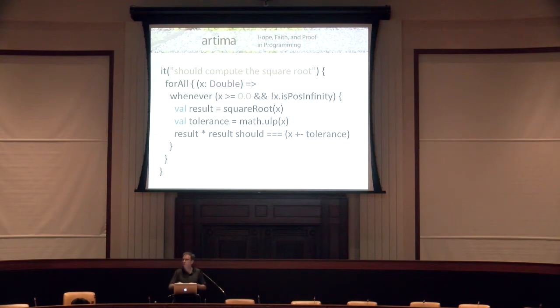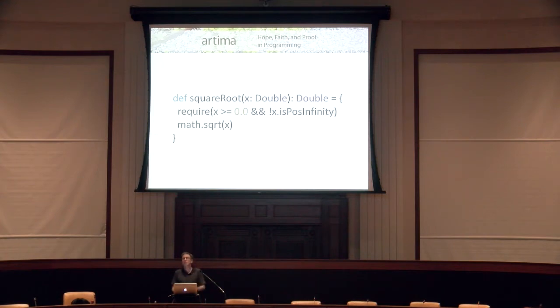It says whenever x is greater than or equal to 0 and not positive infinity. That's the precondition check. So I've said require over here, and I said whenever over here. So I had to say it twice. But then I just put the postcondition thing there. So anyway, that require is a kind of assertion in my production code that I do use all the time.